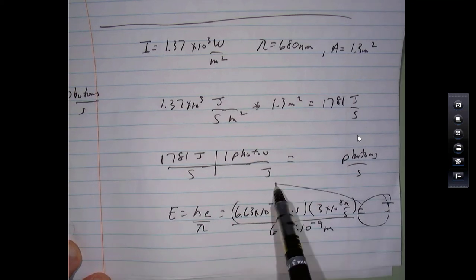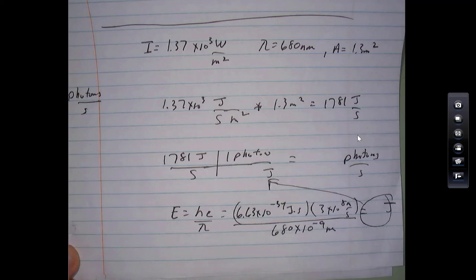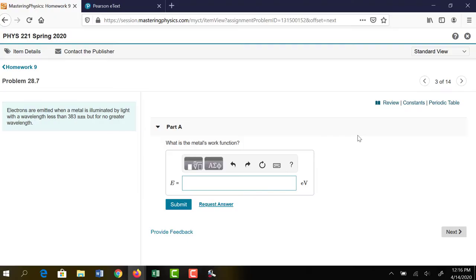This is what goes here, right? That's the energy for one photon. So if you know you have a total of 1780 joules per second, and each photon has a certain amount of energy, then you could calculate the amount of photons per second. Don't be surprised if it's a really big number too. All right, excellent. Let's look at the next one.